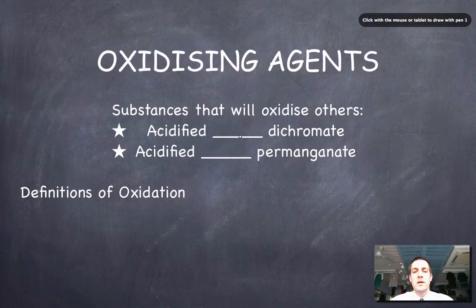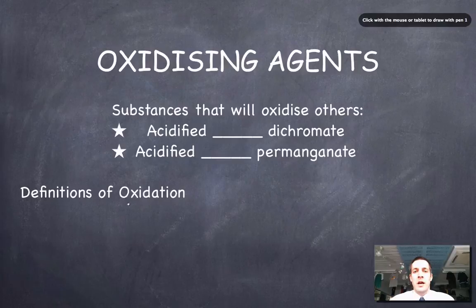Okay, so just be aware that when you see these things, dichromate and permanganate, we're talking about oxidizing agents, and they have to be acidified. So you might see sulfuric acid being added as a reactant as well, but don't be thrown by that. It's just to make these things work.